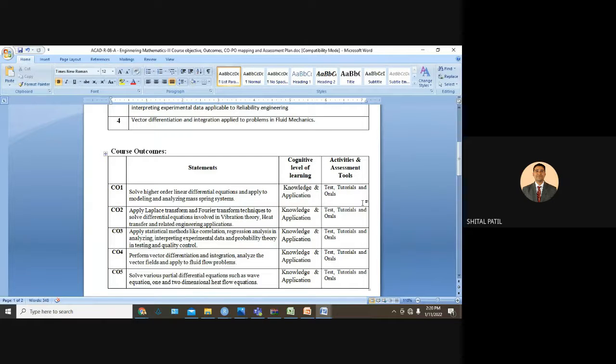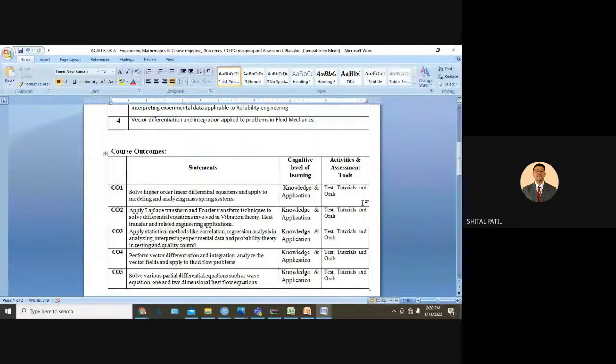Next is to apply Laplace and Fourier transforms to solve the differential equations involved in vibration theory, heat transfer, and related engineering applications. Next, we want to apply statistical methods. Already it is mentioned: correlation, regression, and we want to analyze and interpret the experimental data.